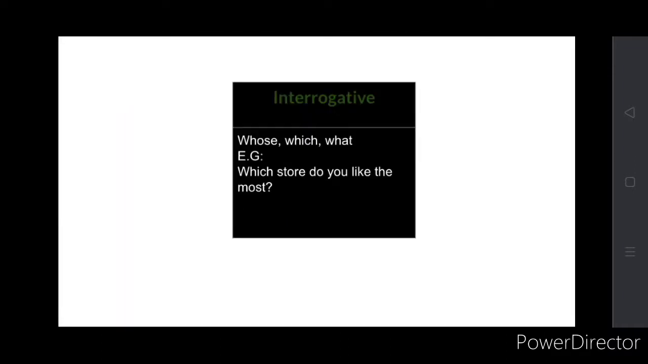Now the last determiner is interrogative. Interrogative means when you're asking a question. Those interrogatives are the WH words, which are whose, which, what. Okay. Which store do you like the most? Store is the noun and you're asking about the store. So which store do you like the most?